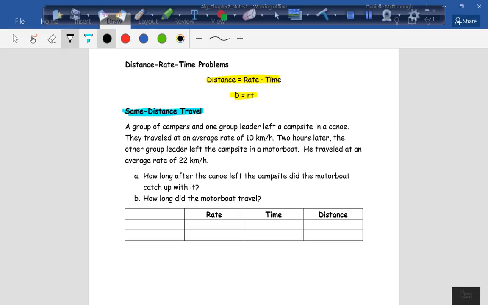And I'm going to tell you that creating a table, we're going to look at one in just a second, is the easiest way to solve these problems. It's kind of the easiest way to set up your information, to get the information down, and to make sure that you're doing it correctly.